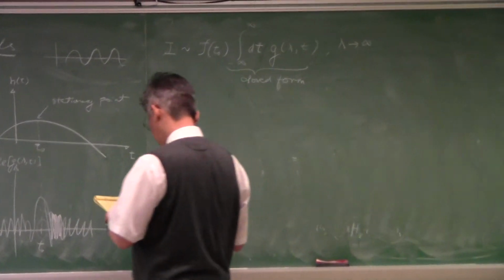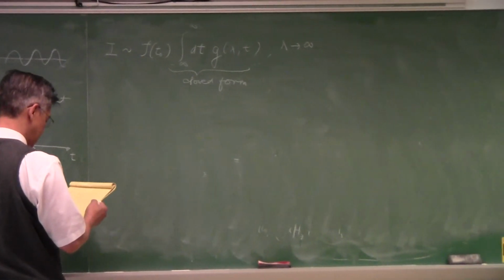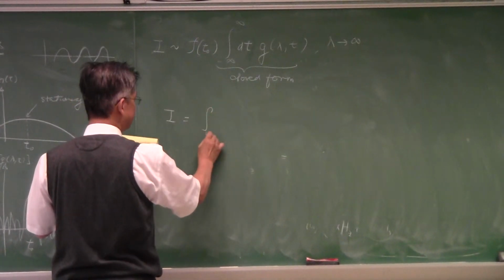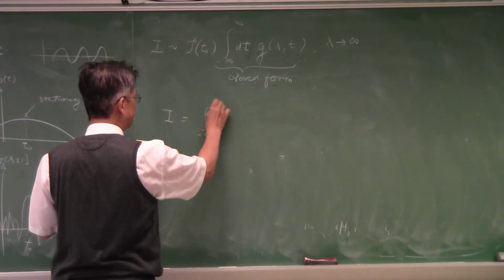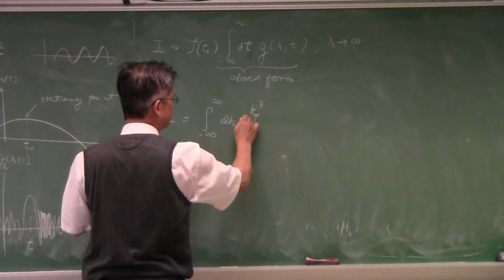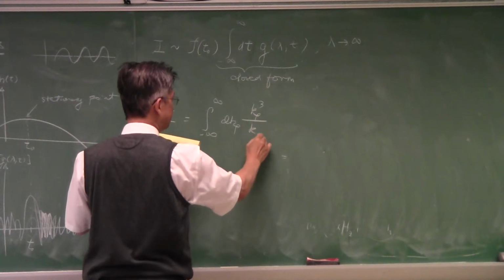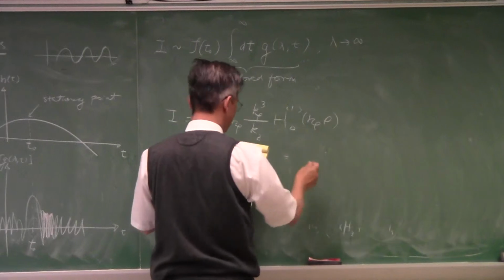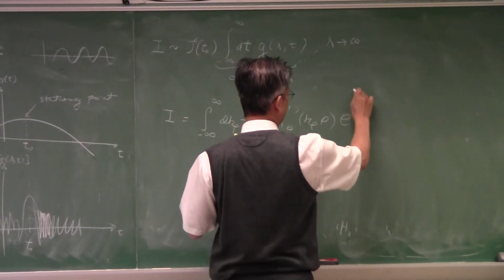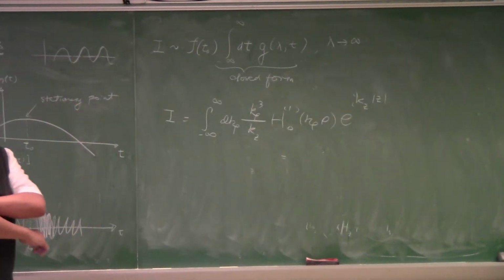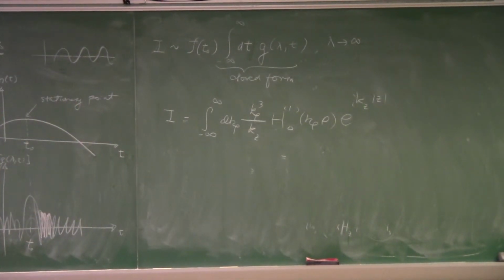And we say that this is what we encounter in one of the Sommerfeld integrals: the integral from minus infinity to infinity of dk_rho, k_rho cubed over k_z, H_0^(1)(k_rho rho), e^(i k_z z). Let's see how we can find an approximate solution for this integral.